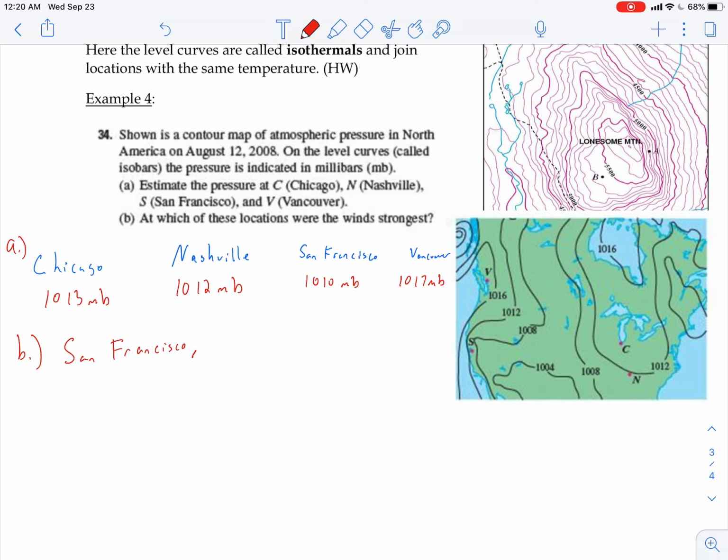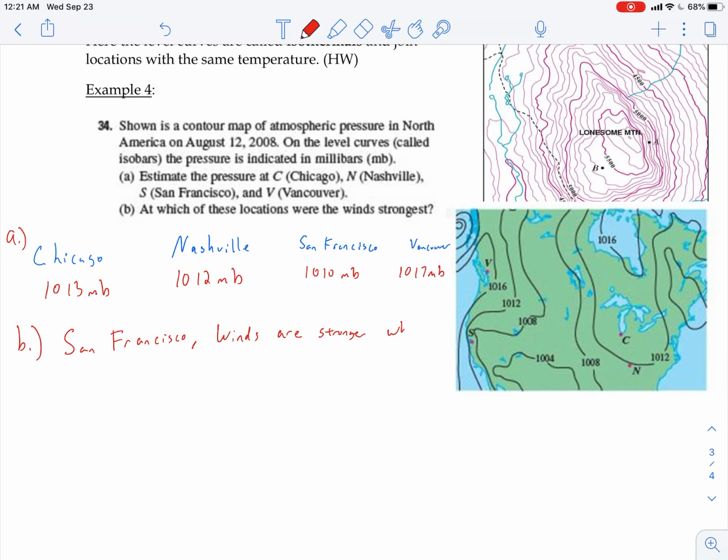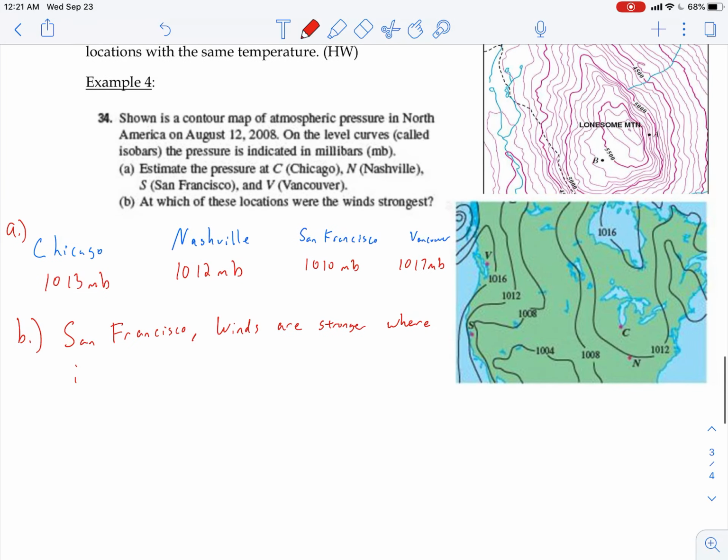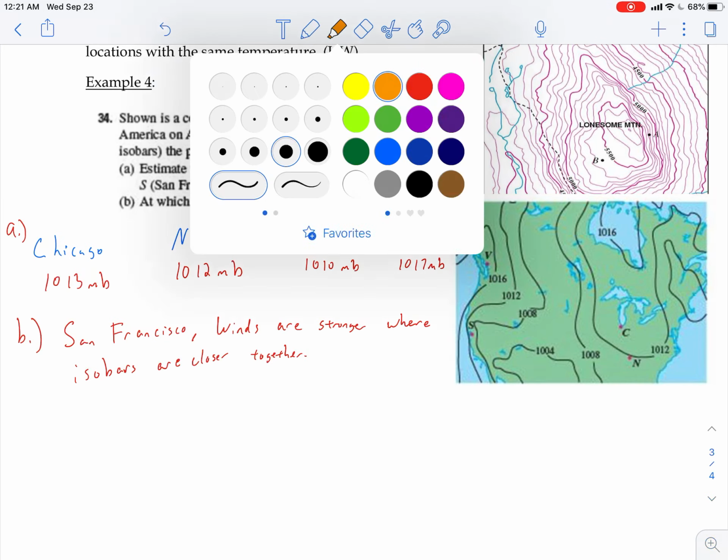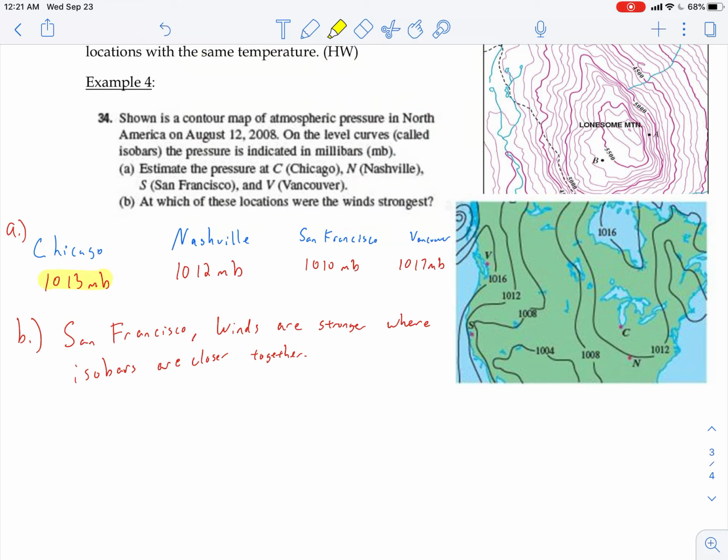And I'm just going to write out why, as I explained it, real quick. Because winds are stronger where isobars are closer together. All right, and that's it. I'm going to highlight that and we're done. So hopefully that one wasn't too bad.